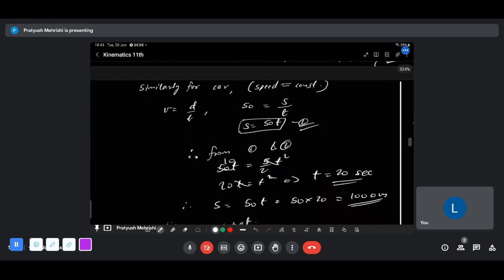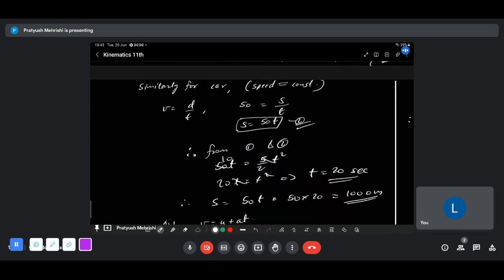And similarly for the car, the speed of the car is constant, so we are going to use speed is equal to distance upon time. So 50 is equal to s upon t. S is equal to 50t. From both these equations, we are getting 50t equals 5 by 2 t square. Now cancel everything. We will get t equals 20 seconds as our answer.